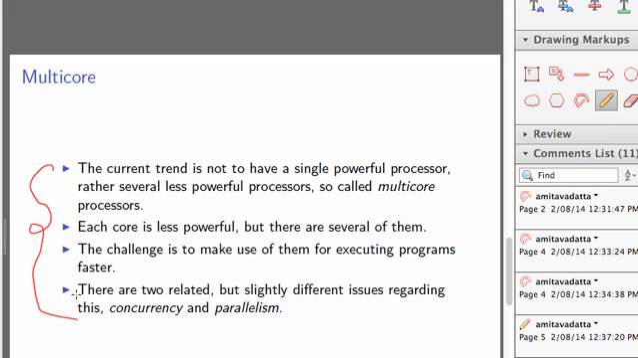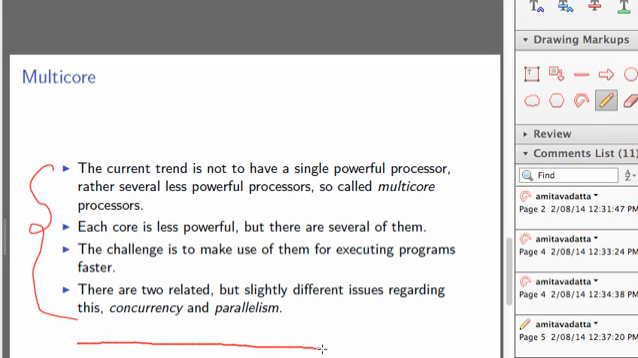So they have gone in a direction where instead of a single powerful processor, they now have multi-core processors. That is, multiple less powerful processors on a single die. I shouldn't have used core, but rather single die. Now, what does that mean?